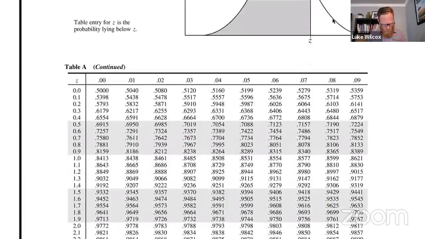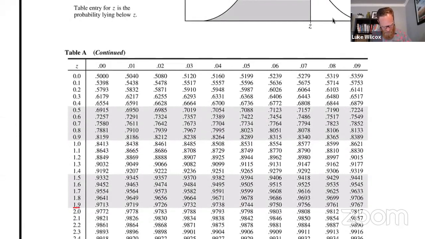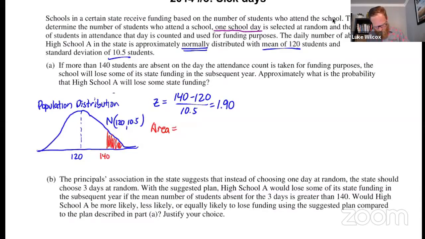The z-score was 1.90. 1.90 gives me this value for an area, 0.9713. But remember, table A tells you the area to the left. We are looking for the area to the right. So I need to do 1 minus that value. And that's going to give me a final answer of 0.0287.